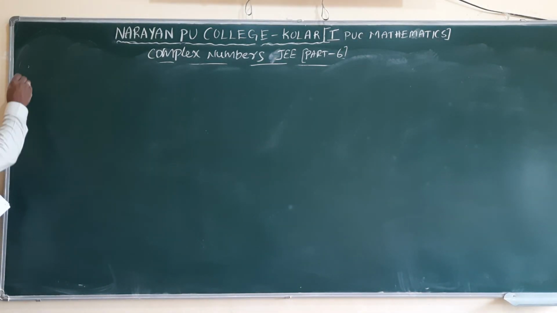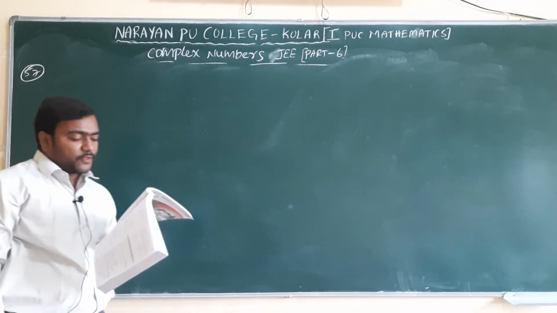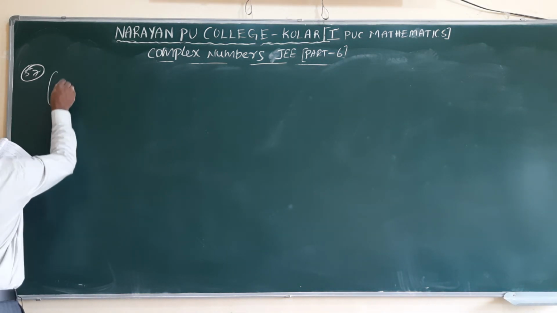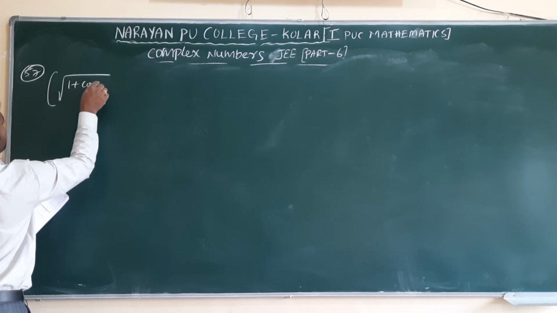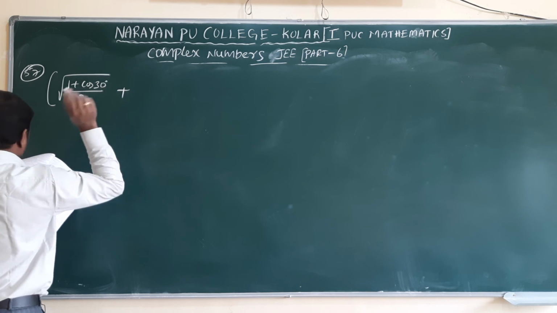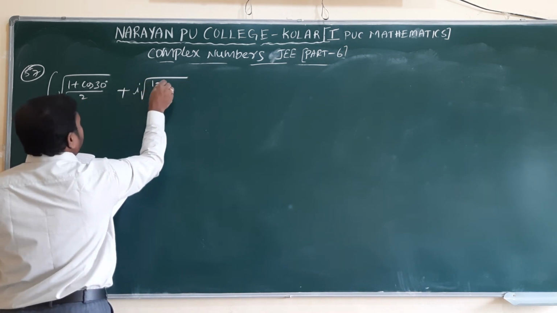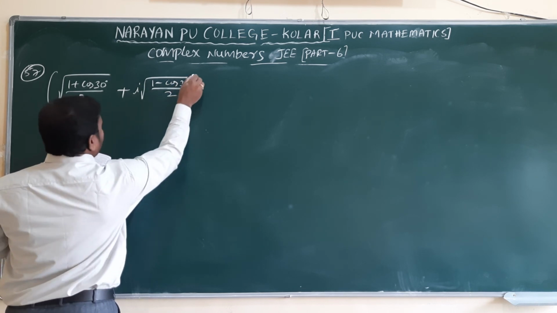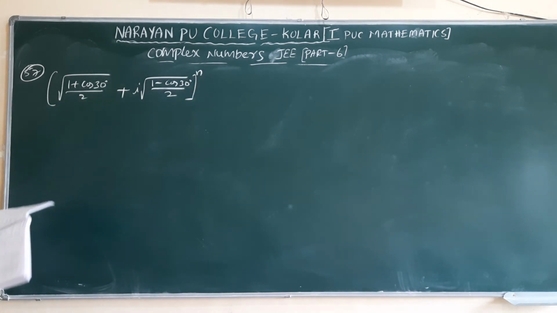Question number 57. The set of positive values of n for which (square root of (1 + cos 30 degrees)/2 + i into square root of (1 minus cos 30 degrees)/2) whole power n is real.